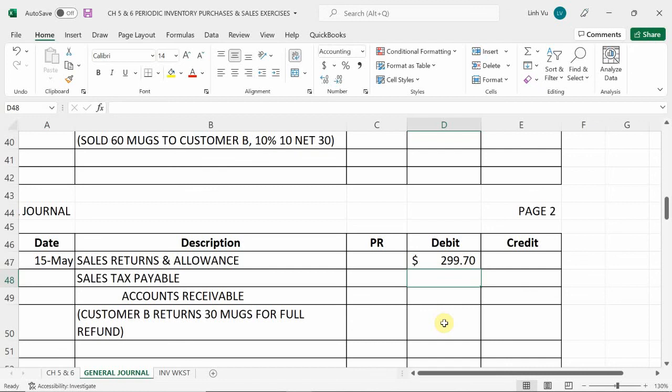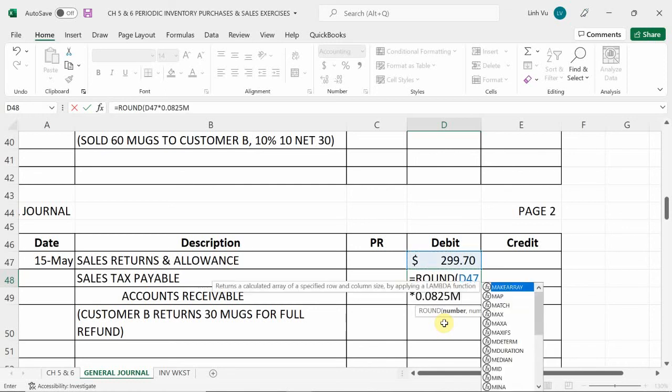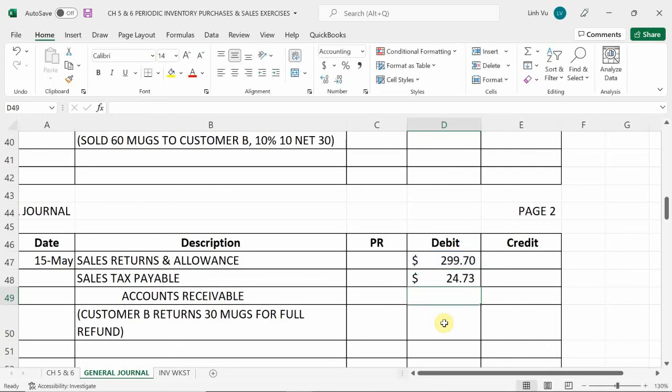$299.70. So in this case, how much tax am I also going to be giving back to customer B? $24.73. Very close. Very good. $24.73. So therefore, in grand total, I'm going to be refunding customer B $324.43.